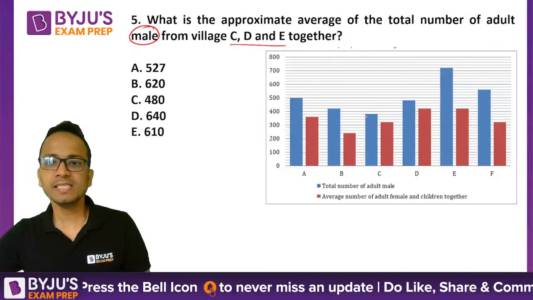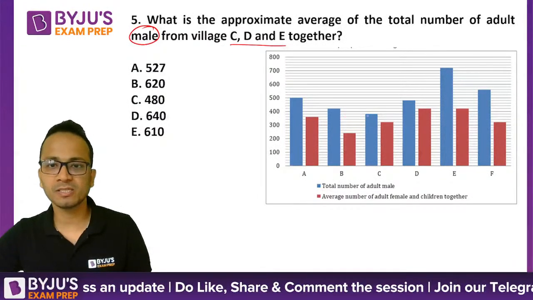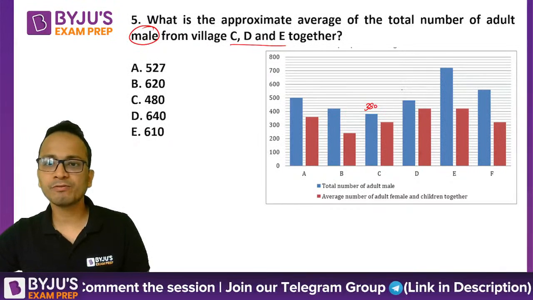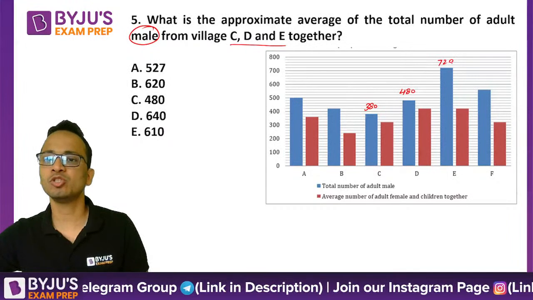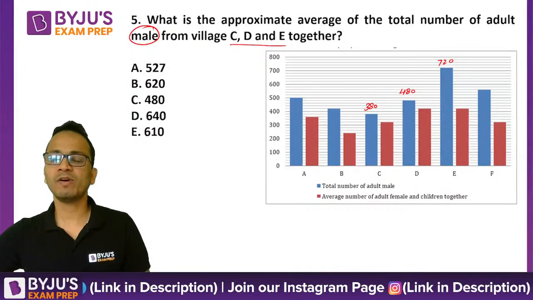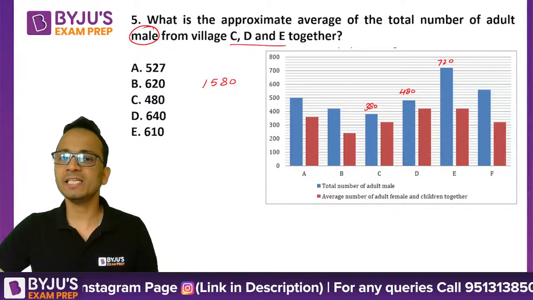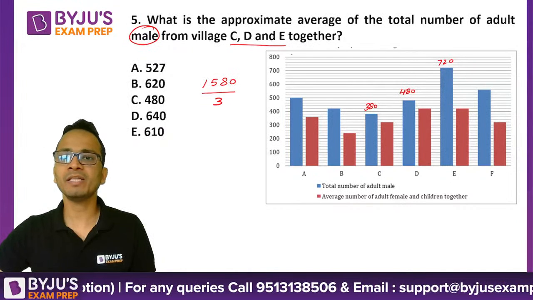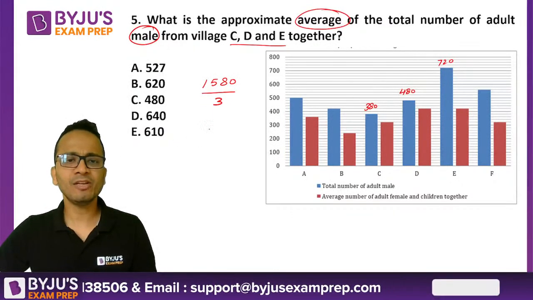So village C की अगर बात करें, number of adult males is 380. For D it is 480 and for E it is 720. So 1200, 1580. So 1580 is the sum of the males in these 3 villages. Divided by 3 will give you the average. Okay. So approximately ये value कितना आएगा?